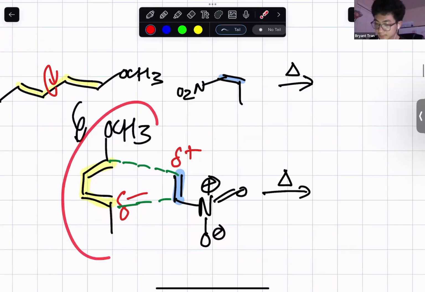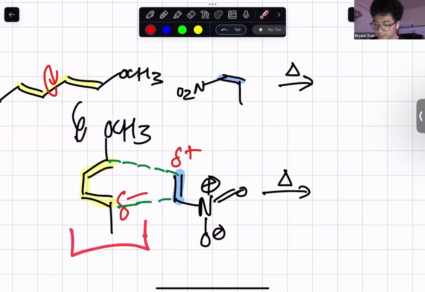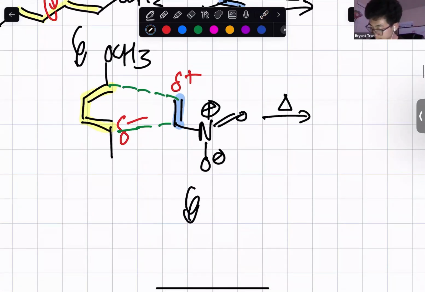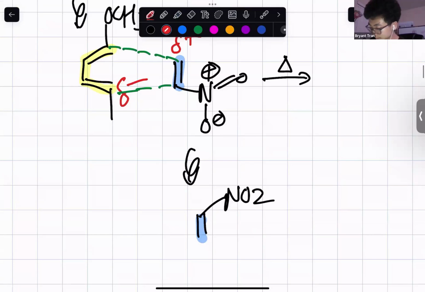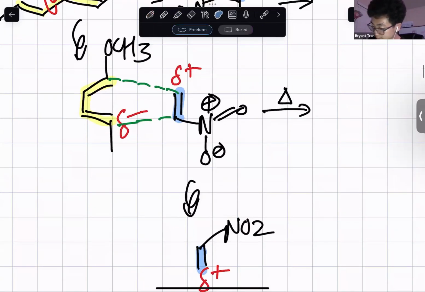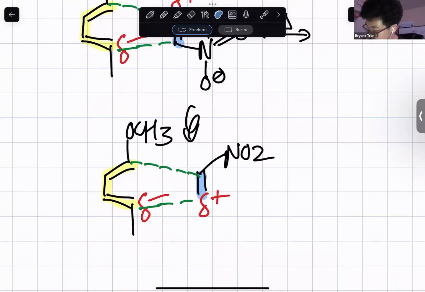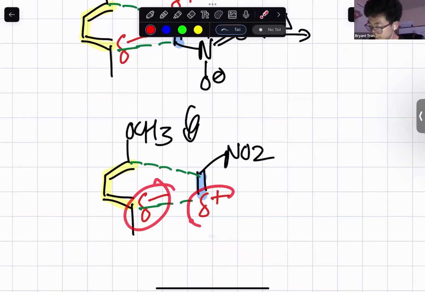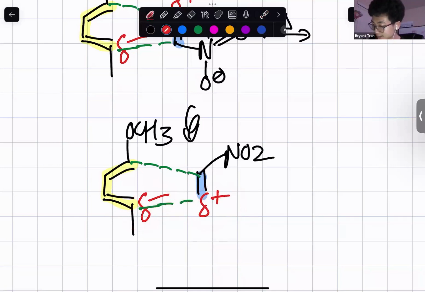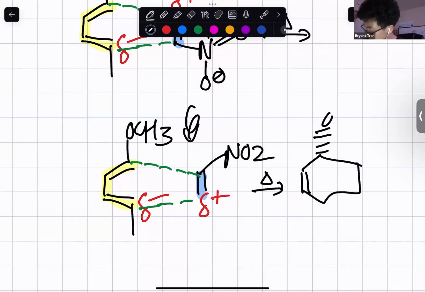We have to flip one of them upside down to align the charges. We could either flip the diene upside down or flip the dienophile upside down. I recommend flipping the dienophile upside down because it's smaller and easier to redraw. That was quicker to draw than the diene. Now there's going to be a partial positive charge down here, and the diene is going to stay the same. I'm not going to flip the diene. And now we see that the charges are aligned. The negative charge and positive charge are on the bottom. And then we can proceed with the Diels-Alder reaction, giving us this product here.